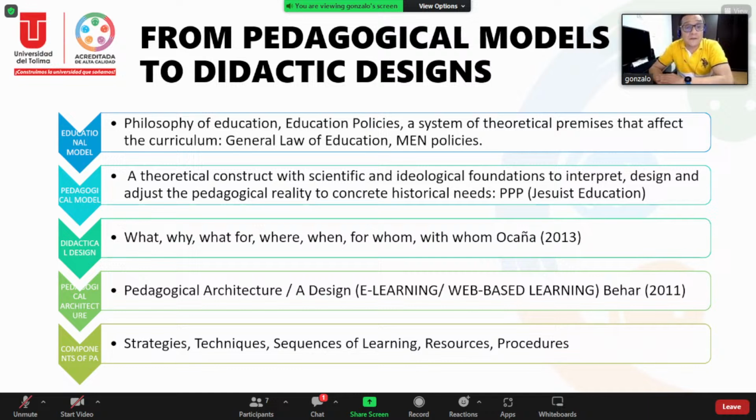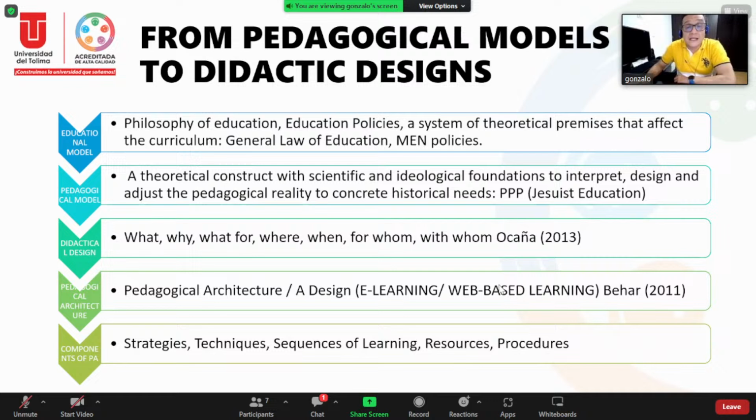In our case, the general law of education is the one that rules education in our country. And in English teaching, there are policies that come from the Ministry of Education that somehow prescribe the way we have to organize our teaching. After that top layer, we find pedagogical models. A pedagogical model has to do with theoretical constructs, with scientific and ideological foundations to interpret, design, and adjust the pedagogical reality to concrete historical needs.